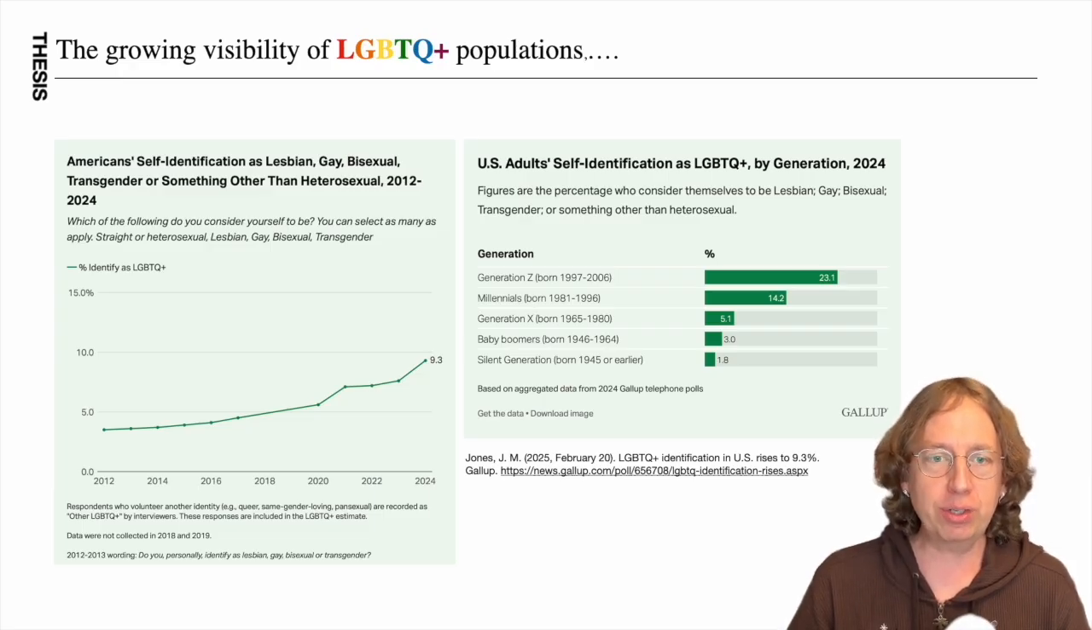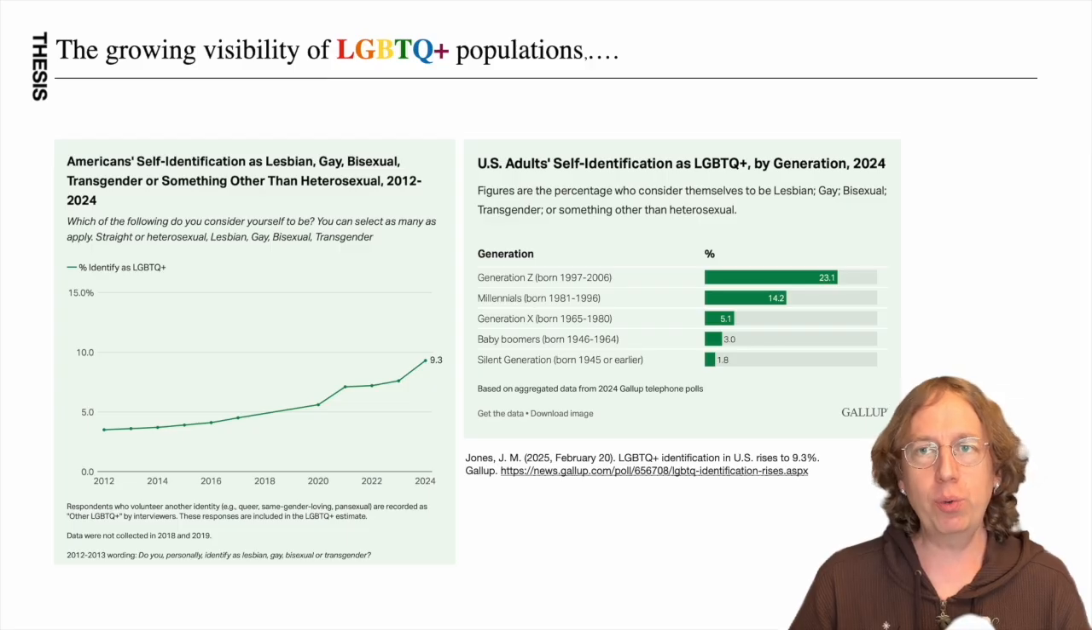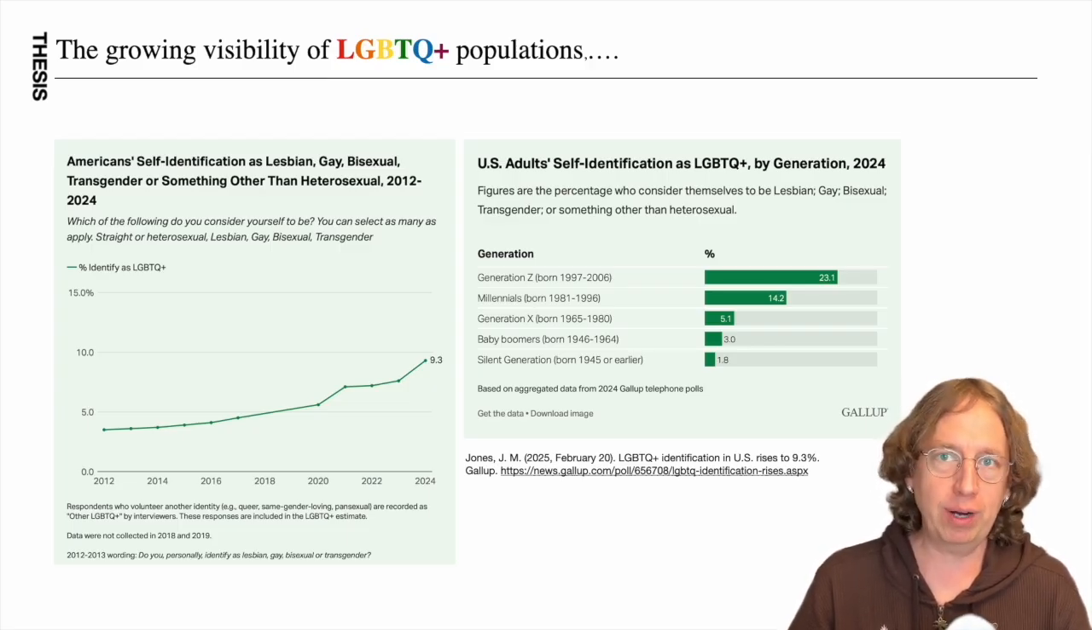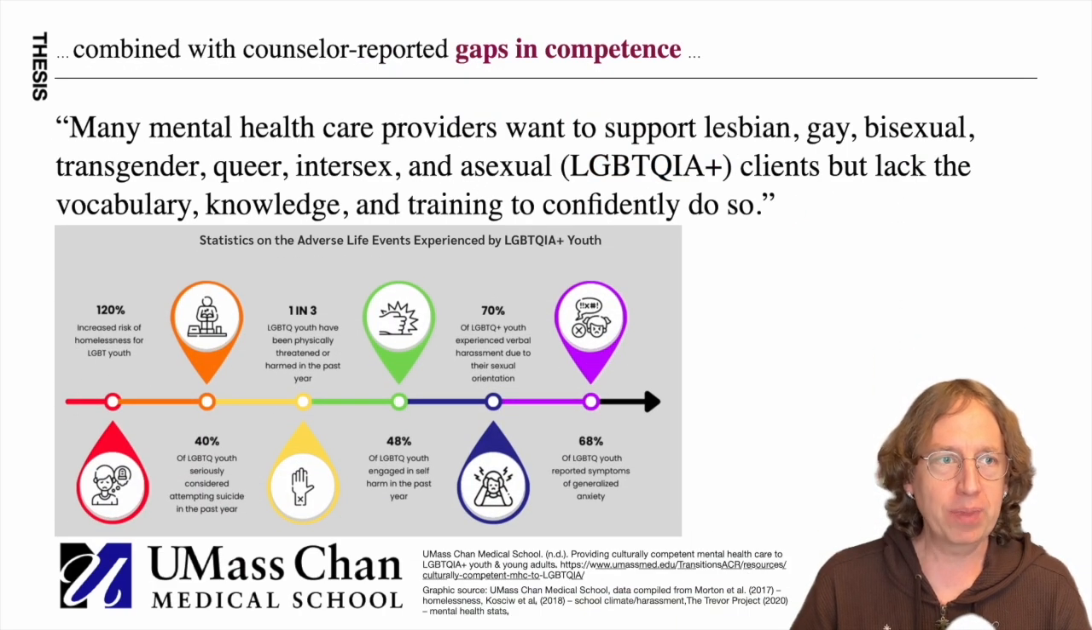By generation, essentially the younger the generation, the more likely they are to be out or acknowledge some aspect of inclusion in this community. The Gen Z population, in fact, is nearly 1 in 4. So if you are going into school counseling, as much as 1 in 4 of the current youth are identifying as members of the LGBTQ plus community.